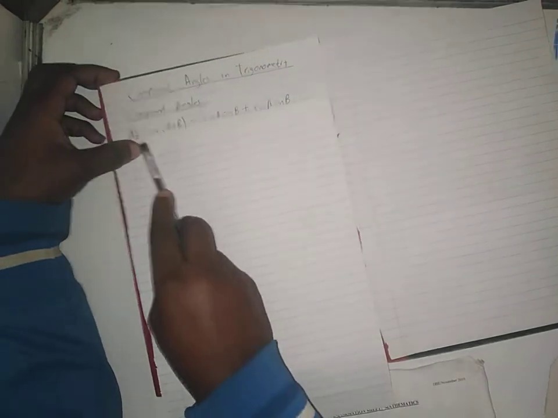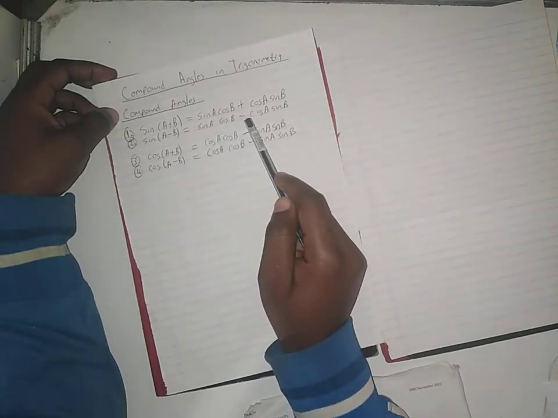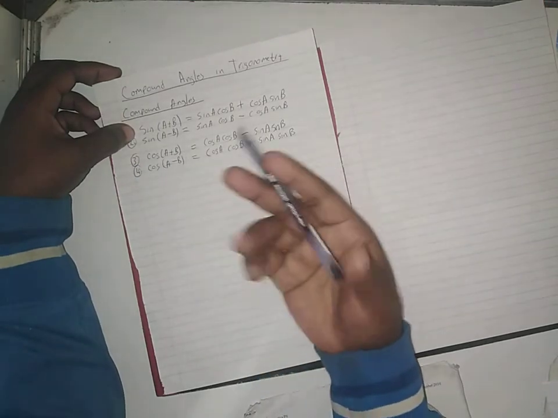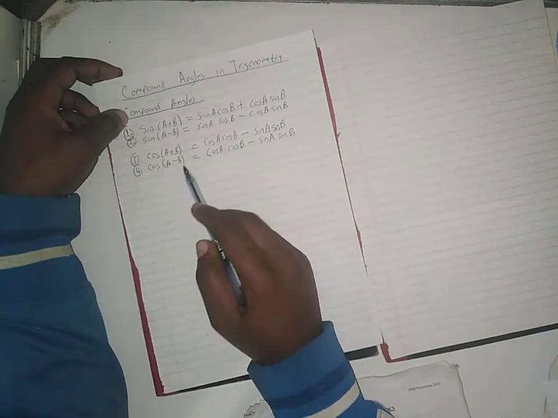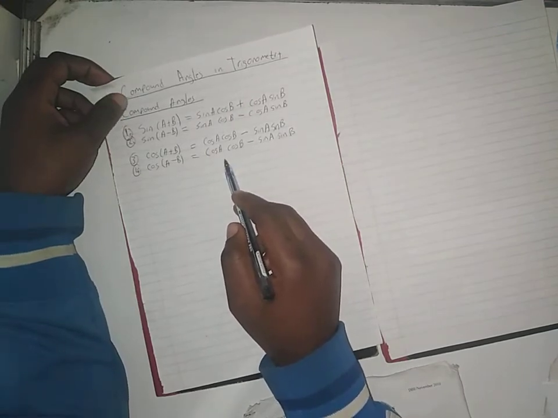When you have compound angles, the first one is sine A plus B, which is equal to sine A cos B plus cos A sine B. The second one is sine A minus B, which is sine A cos B minus cos A sine B. The third one is cos A plus B, which is equal to cos A cos B minus sine A sine B. And lastly, cos A minus B is cos A cos B plus sine A sine B.